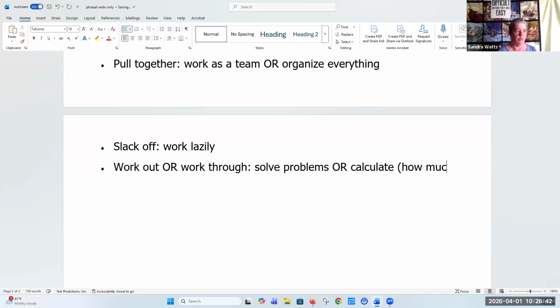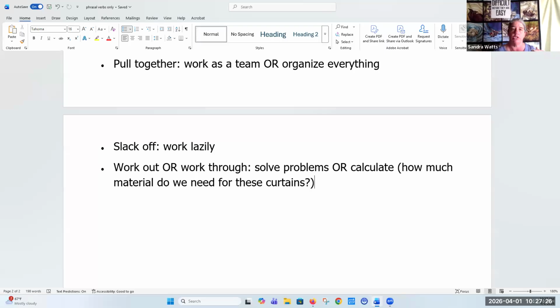So, for example, how much... so that's kind of an idea of calculate. So you're making curtains and you need to figure out, okay, how much material do I need? Okay. So that's working it out. Okay, here's the problem. I have these curtains and I don't know how much I need, so I have to sit and literally figure it out. So calculate we use a lot for math.